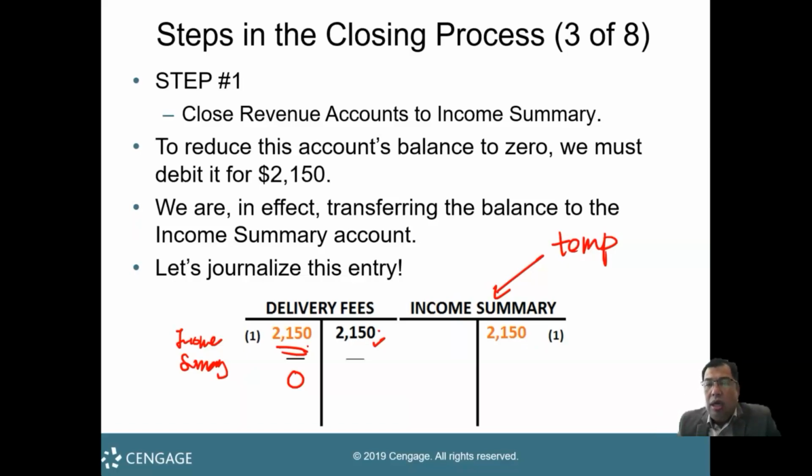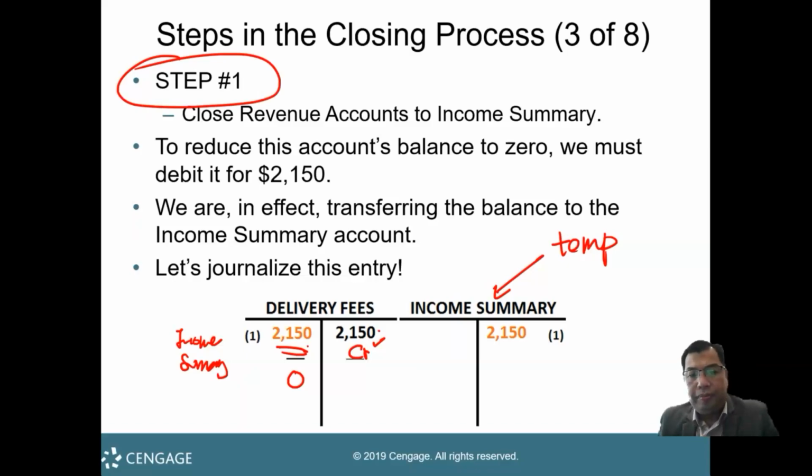How to close? Delivery fees is a credit item. So to close, you need to debit the equal amount, 2,150 debit delivery fees, and then you're going to credit the temporary account known as income summary. If you have interest income, $50, we're going to close that: debit interest income $50 and credit income summary. So this is your step number one.